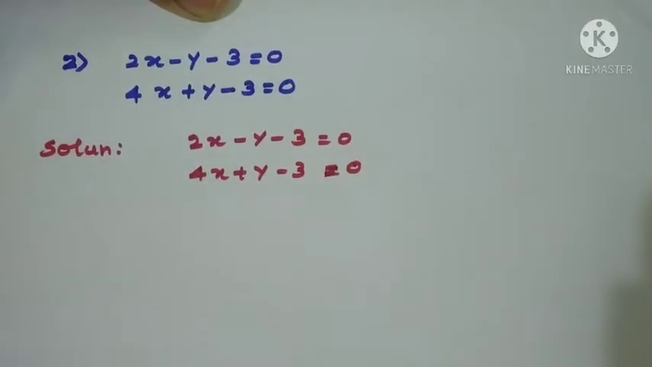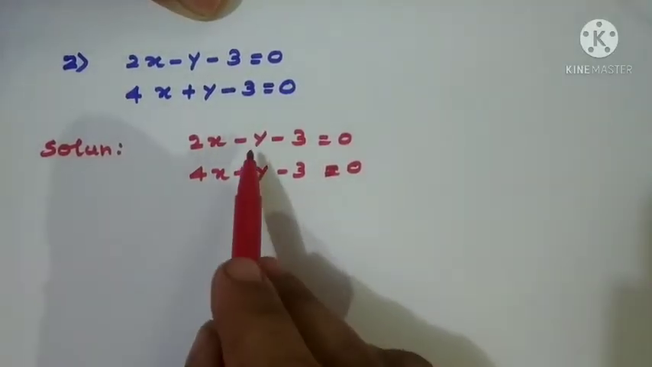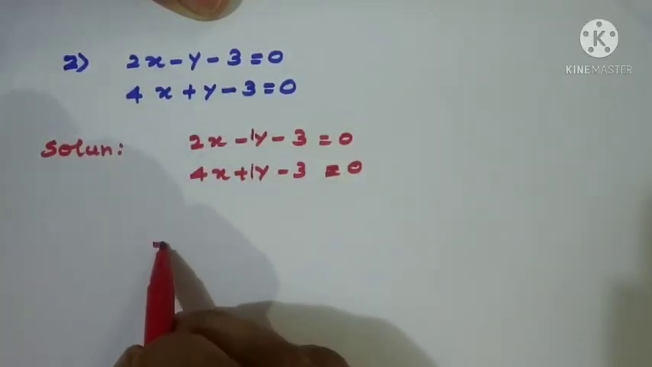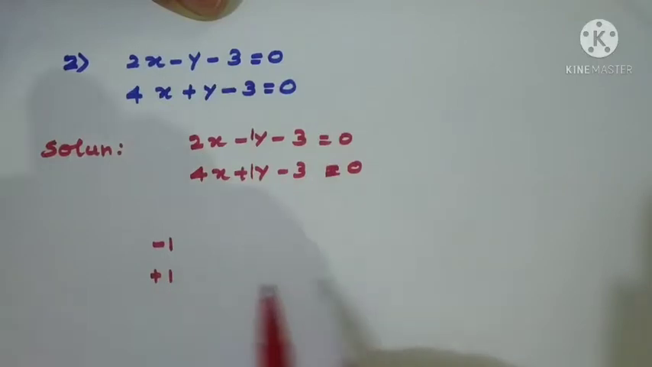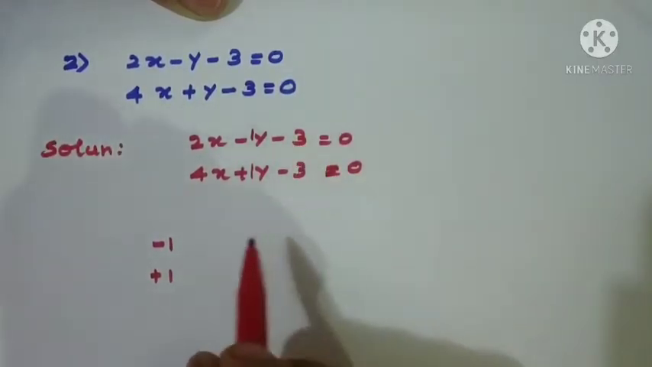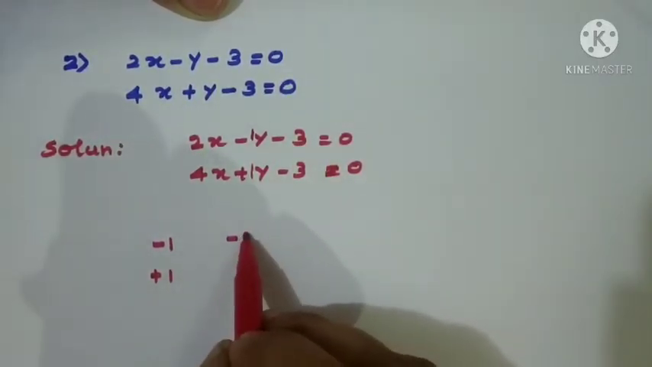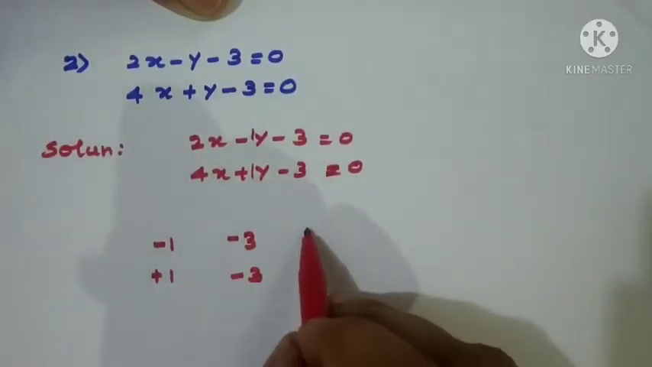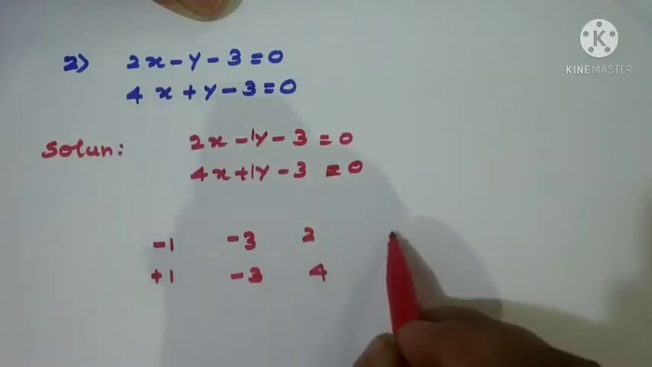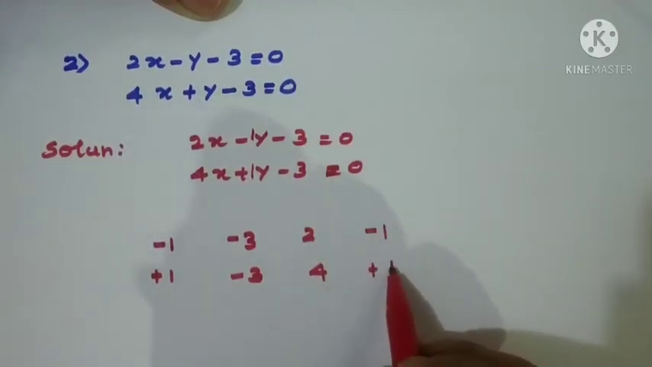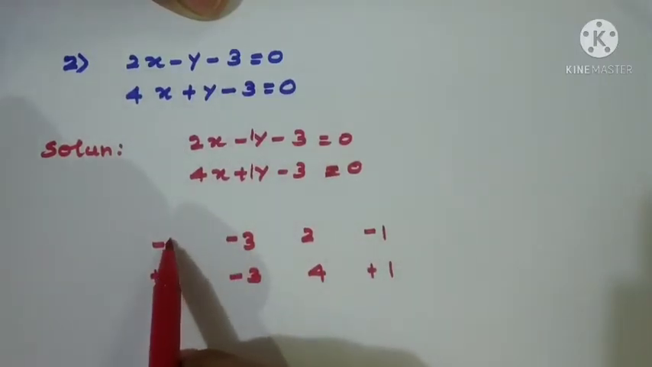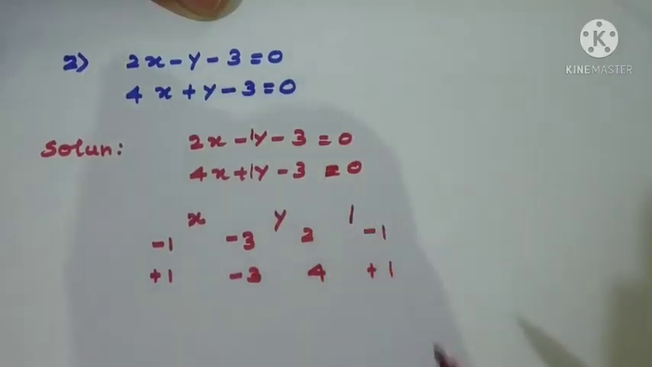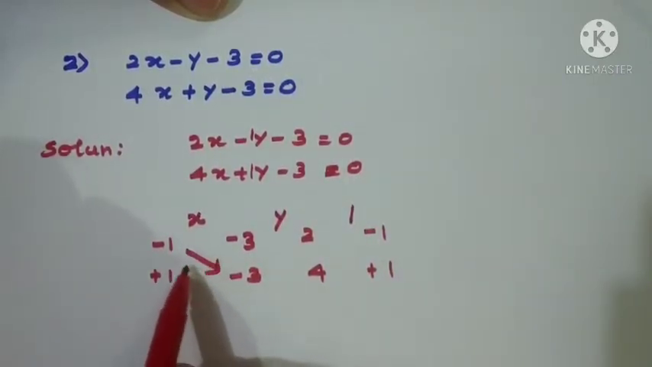Second step, coefficient of y onwards we should start. Coefficient of y means −1, then here +1. So I am writing −1, then +1. Alright. What is the next step? Constant. Leave some gap, −3, just below that −3. Again x coefficients 2 and 4. Again −1, +1 only, right? Now in between I should write x, y, 1. What is the next step? Cross multiplication.